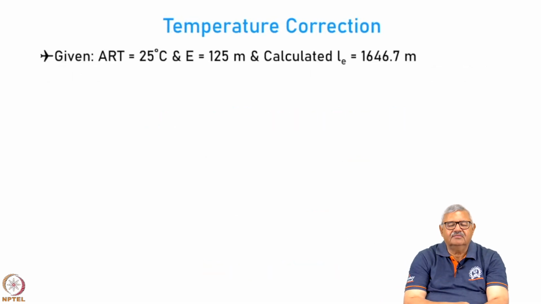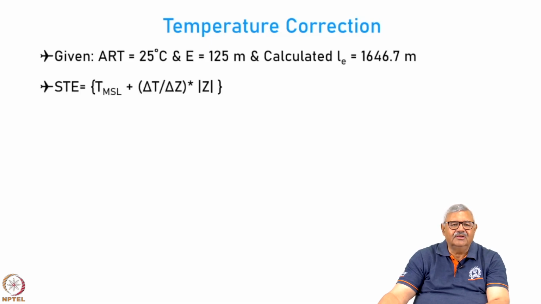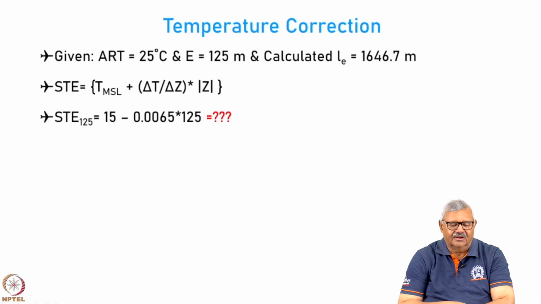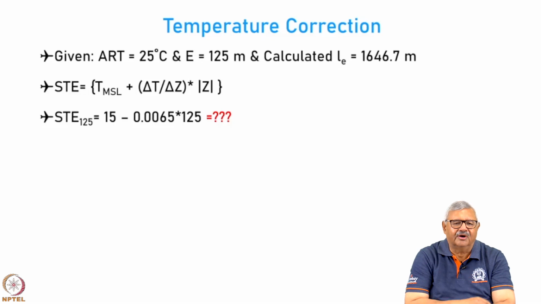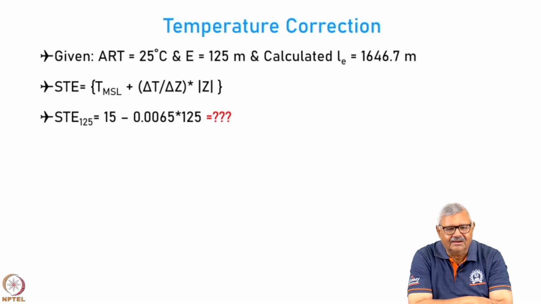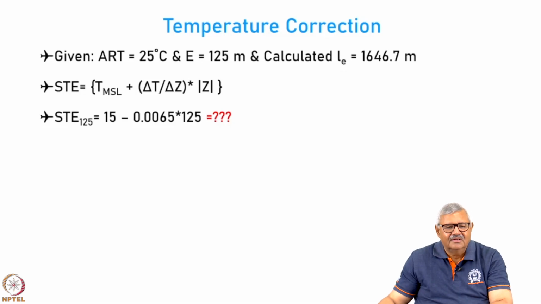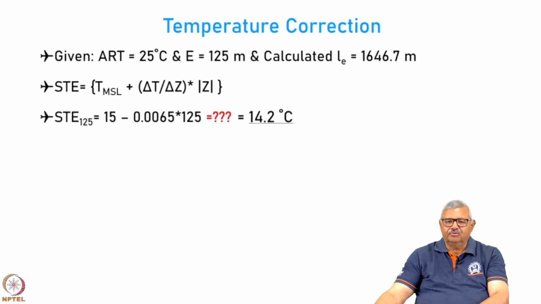Now, for the temperature correction, we are given that ART is 25 degrees centigrade, E was 125 meters, and we have just calculated the LE to be 1646.7. Now, the ST will be equal to the T at the mean sea level plus the lapse rate into the altitude value. So, this we all know, sea level is 15 degrees, lapse rate is 6.5 degrees per kilometer or 0.0065 degrees per meter, and the altitude is given as 125 meters. So, please calculate the value of STE, standard temperature, at 125 meters. This is 14.2 degrees centigrade.